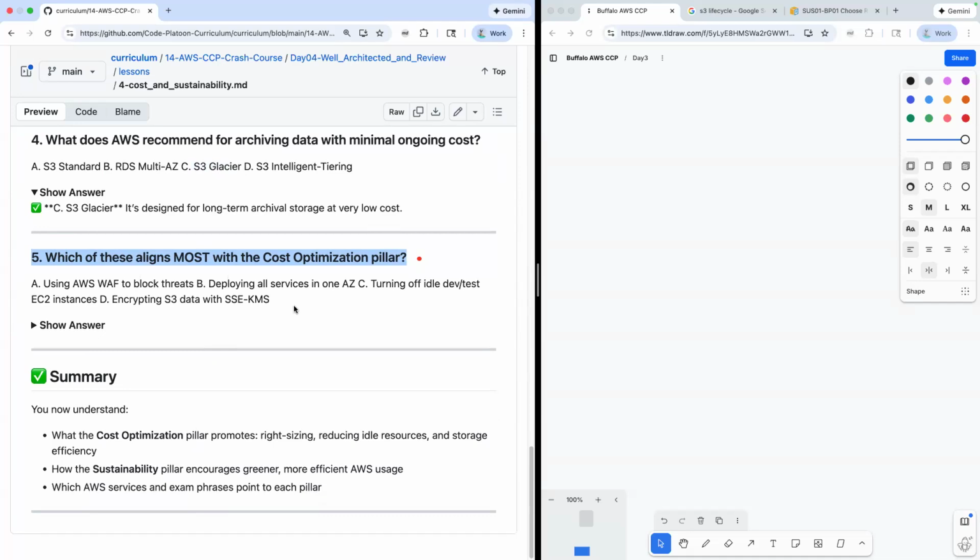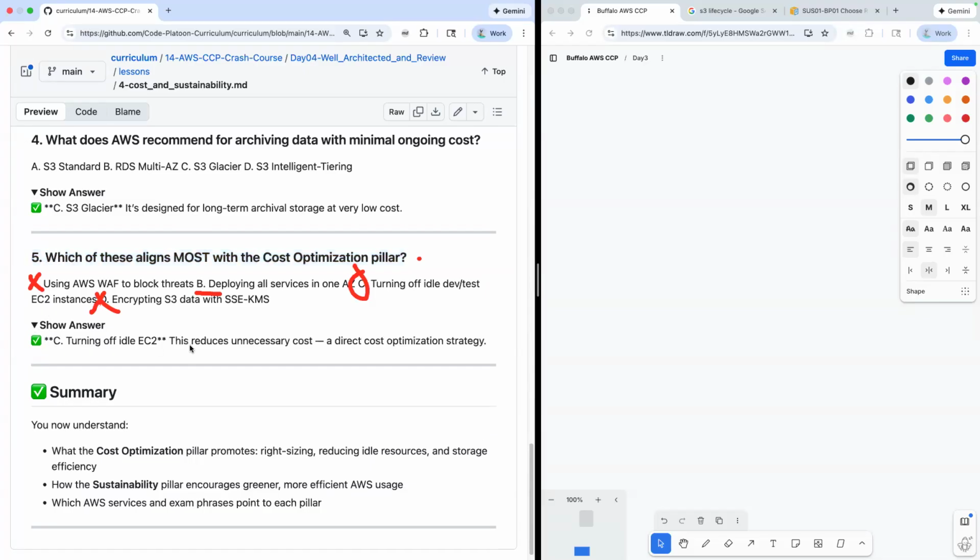I would immediately eliminate A and D as they're both security based, so I don't think they would align with cost optimization. B, I guess, could align with cost optimization, but it seems like it would be kind of counterproductive. I would go with C, turning off idle dev test instances. Cool. Let's check it out.